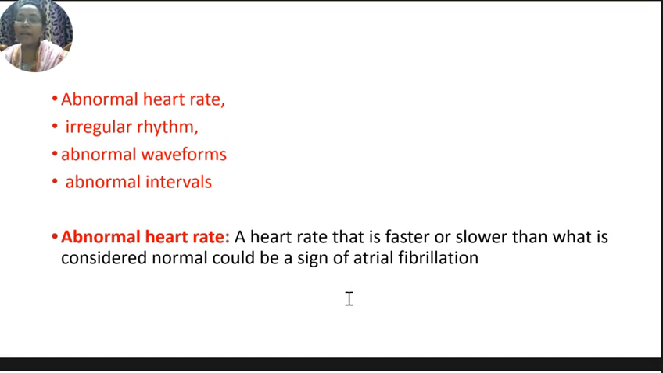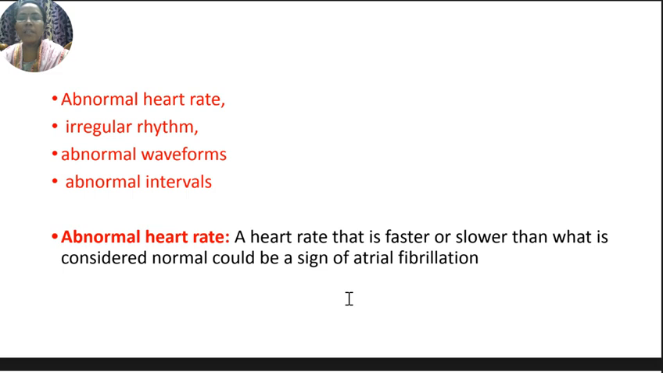What does abnormal heart rate mean? It is a deviation in the heart rate, that is tachycardia and bradycardia. If the heart rate is lower or faster, that is called abnormal heart rhythm. Irregular rhythm refers to the interval between the PQRST being irregular. There is no synchronous rhythm between the PQRST waveform. That is called irregular rhythm. Abnormal interval: we already discussed the PR interval and QT interval, right?